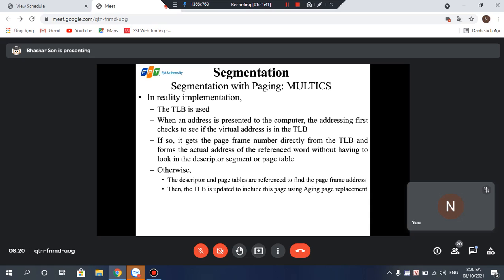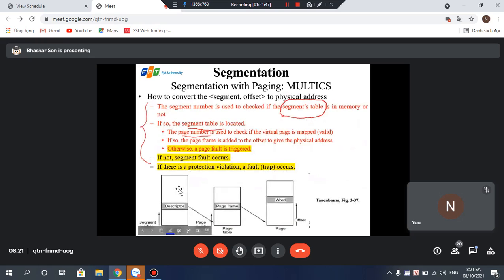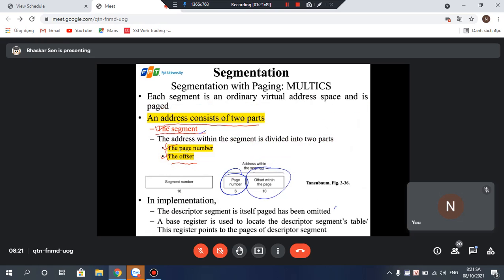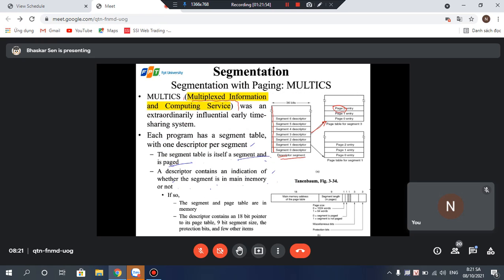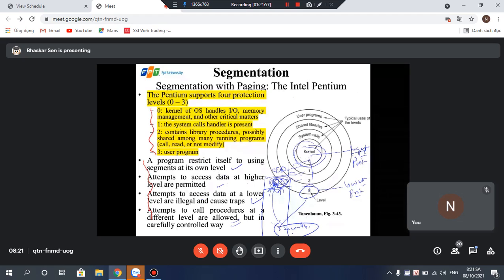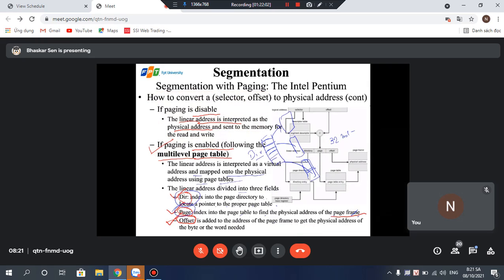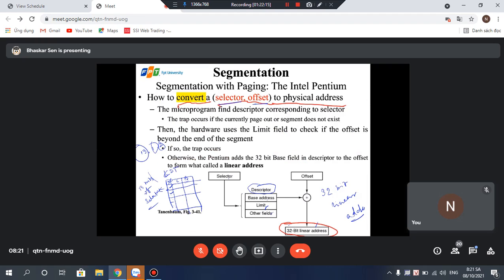That's okay. That's enough for Multics. But Intel Pentium is important, especially the protection levels of Intel Pentium. The conversion, this is an important slide, in both ways: in pure segmentation and when you apply paging on segmentation. Selector, descriptor, okay.